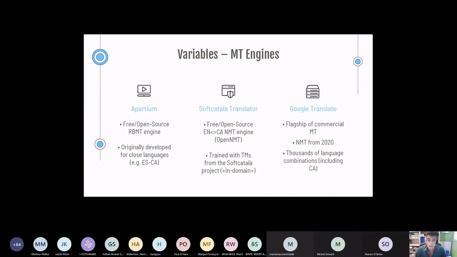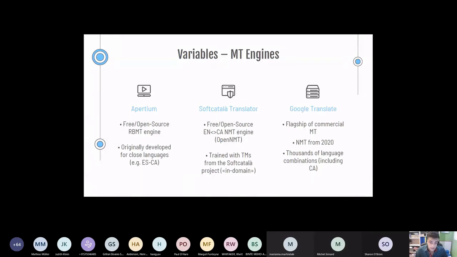On the one hand, it's Apertium, which is a free open source rule-based machine translation engine, and it was originally developed for closely related languages, for example Spanish and Catalan, but later some other languages, like for example English, have been added.